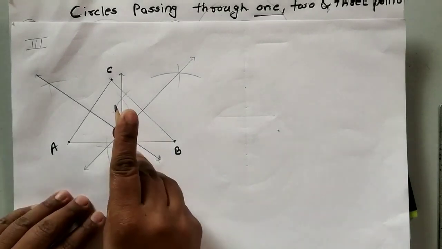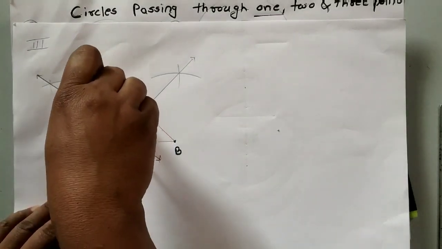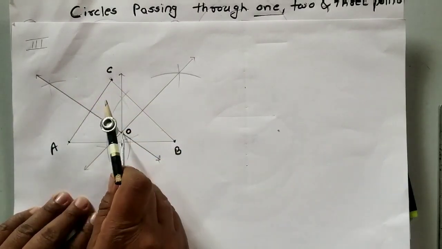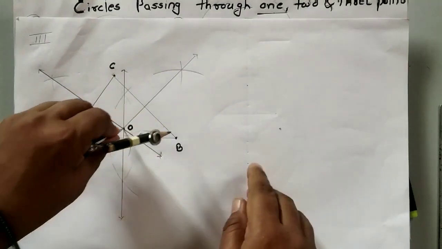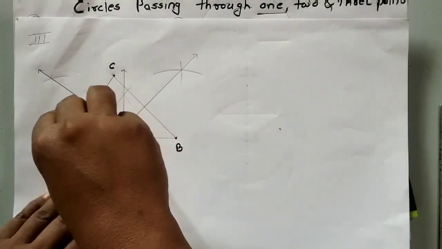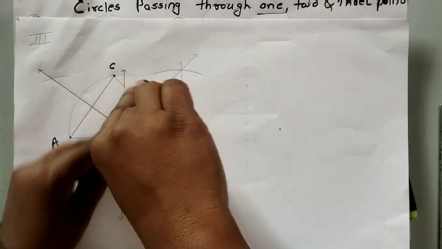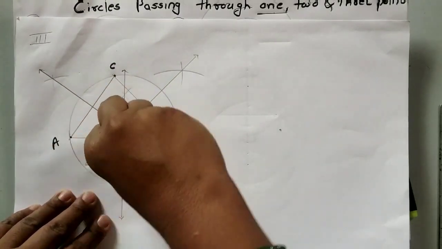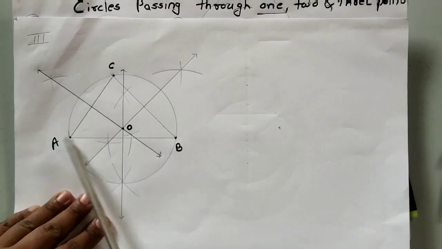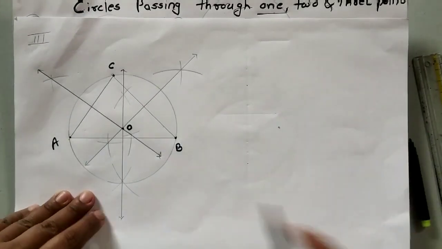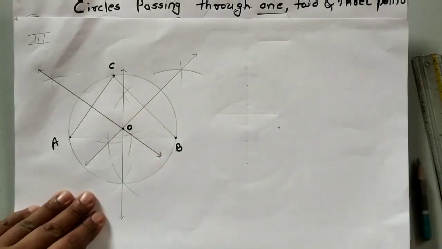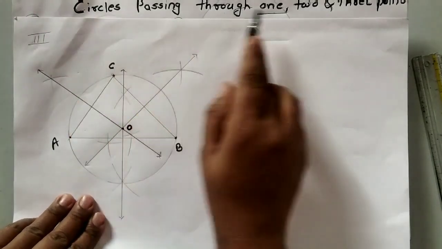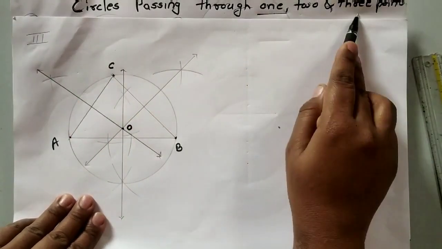Okay, now take the distance, the radius, OA, otherwise OC, otherwise OB, and draw the circle. See here, I will draw the circle, and if you see this, it is passing through point A, point B, and also through point C. Okay, now we saw 3 activities: circles passing through 1, 2 and 3 points.